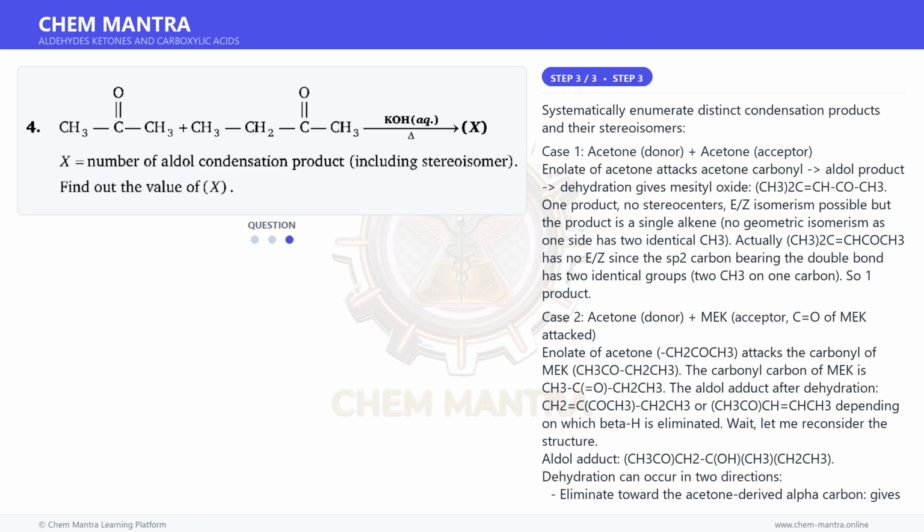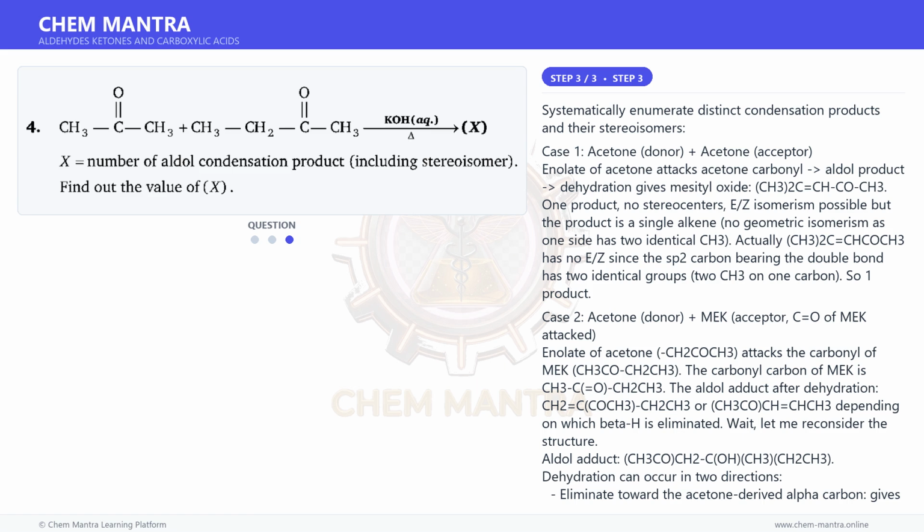But the alpha carbon in the product, is there a stereocenter? After dehydration the double bond is between C(CH2CH3) and C(CH3)2, so no stereocenters. One product. Case 5: MEK CH3-side enolate plus MEK acceptor.